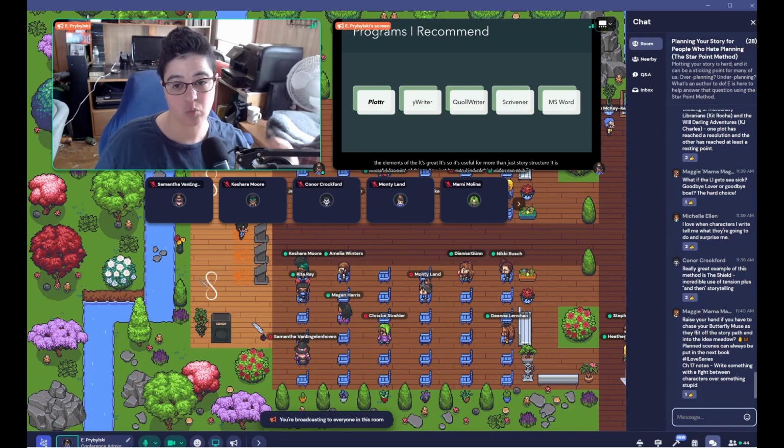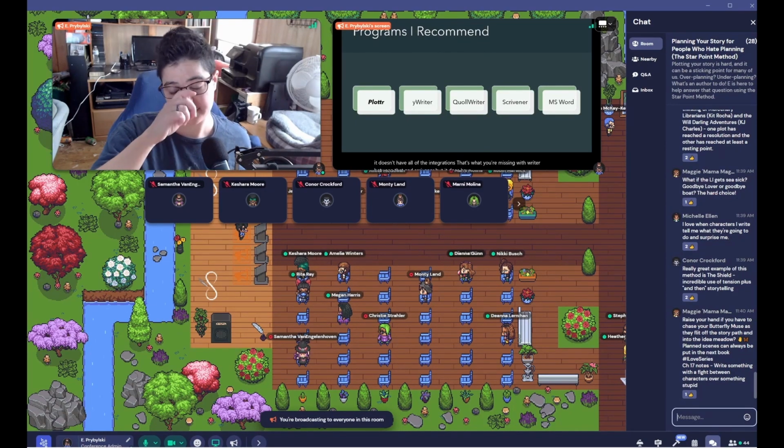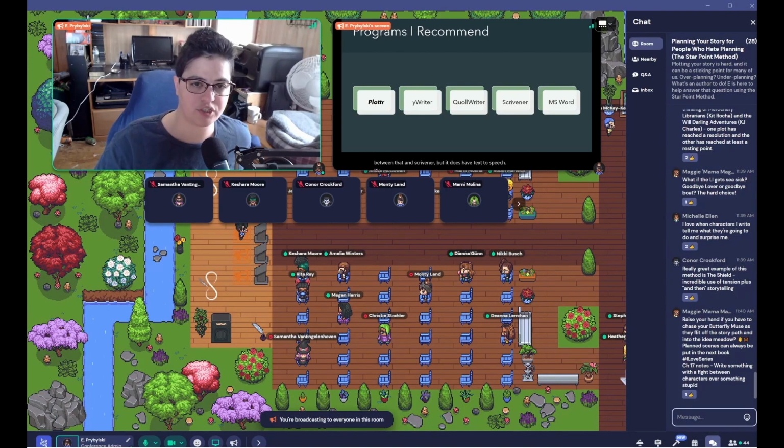The next one I suggest is YWriter. If you are broke and don't want to use something like OpenOffice or LibreOffice to draft your book in, YWriter is excellent. I love it. It has pretty much all of the functions that Scrivener does. It looks a little different, but it has pretty much all of the same functions, except it doesn't have all of the integrations. That's what you're missing with YWriter between that and Scrivener. But it does have text-to-speech. It's not enjoyable, but it will read your book to you. You can set up cards for characters and locations and notes and all sorts of stuff. It is really useful software to help you organize your writing.